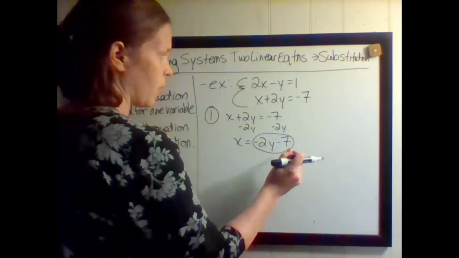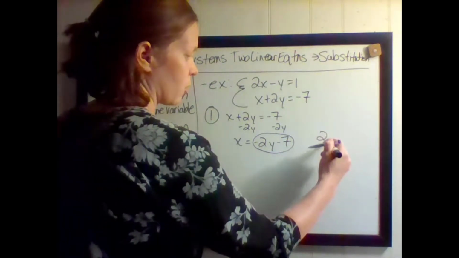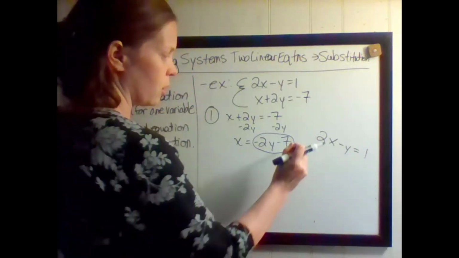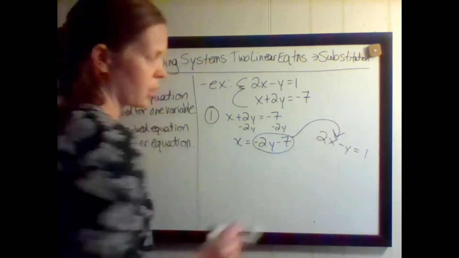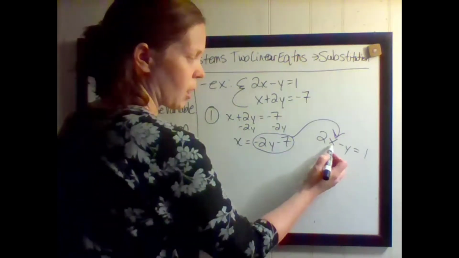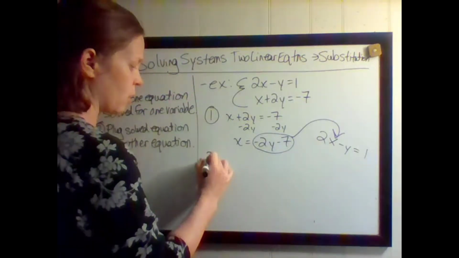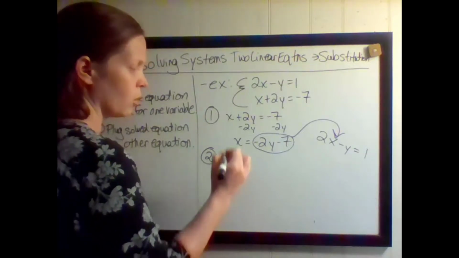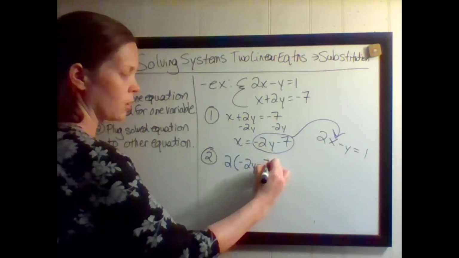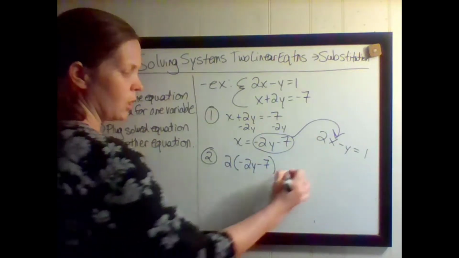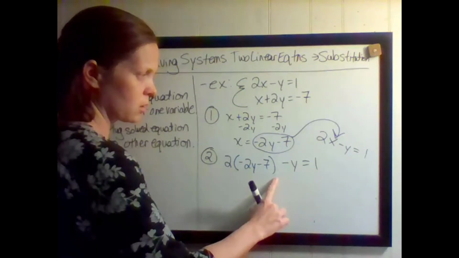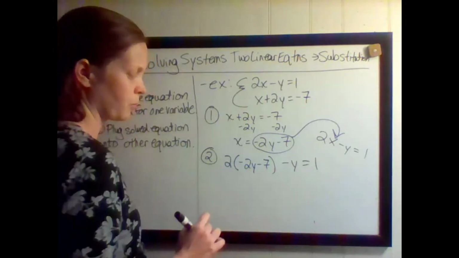So now when I have my other equation, let me just jot it down over here. My other one is 2x minus y equals 1. So I'm going to plug that in for x. It's like I'm putting whatever x is equal to on top of x in the other equation. So now I'm going to be left with 2 times, instead of x, I'm going to write what x is equal to, -2y minus 7. And then everything else just carries through. So 2 instead of x, I plug it in, minus y equals 1.